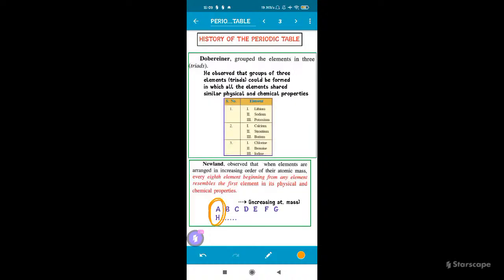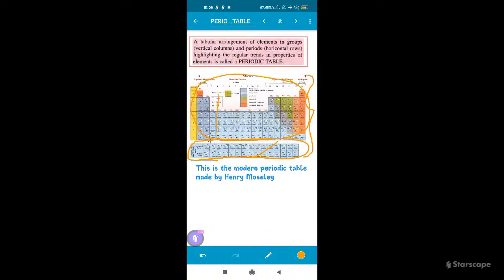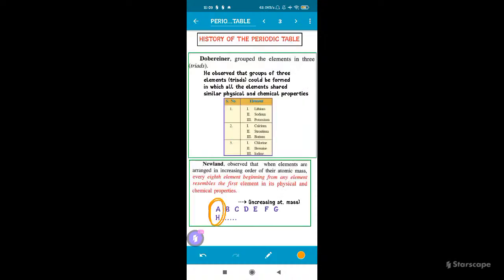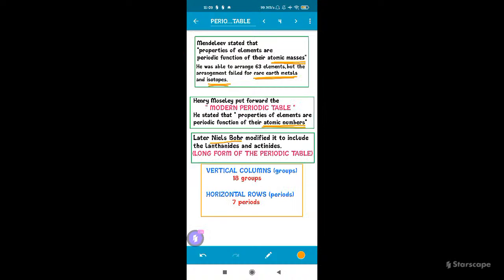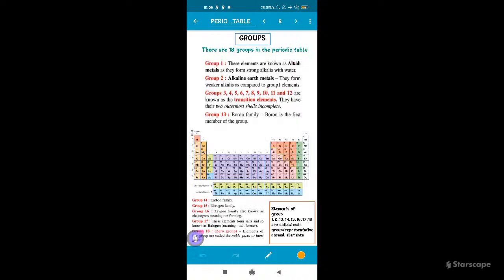So the vertical columns, as you can see in the figure, are called groups, and the horizontal rows are called periods. We are going to learn about them in quite detail. There are 18 groups in all, and there are 7 periods in all in the modern periodic table. So let's see about them in detail. There are 18 groups in the periodic table. A very important question can be asked: how many groups are there in the periodic table?